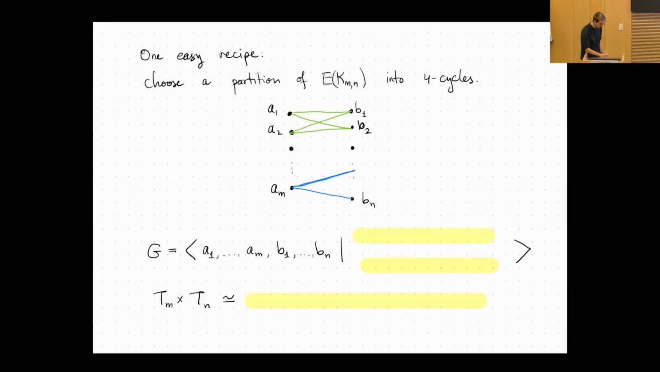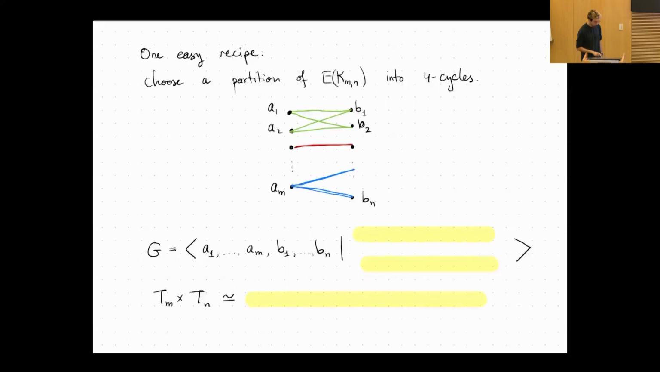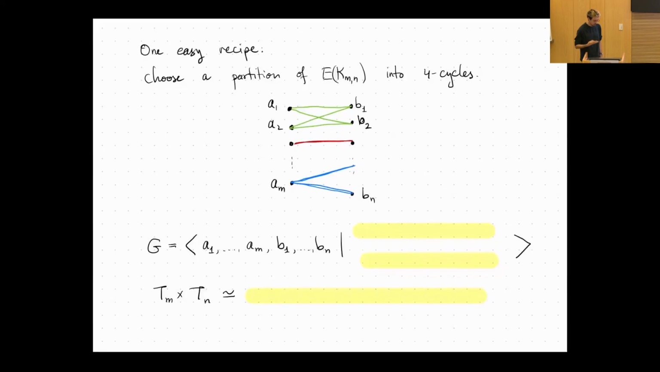So maybe something like this is a 4 cycle for me. That's fine. Also, just an edge is a 4 cycle, which also shows you the abundance of, you can just, in a greedy way, decide how to do it and then fill in the blanks with one edges if you need. Okay, and then what do you do with that?